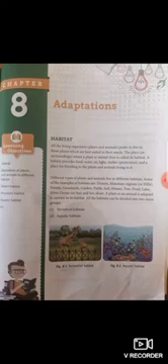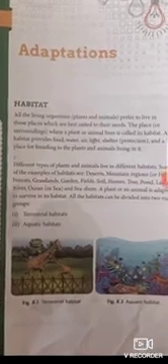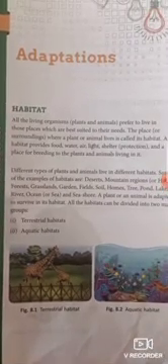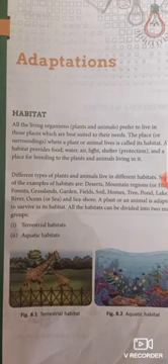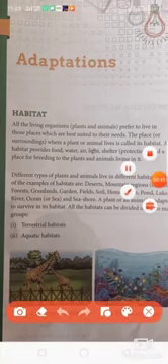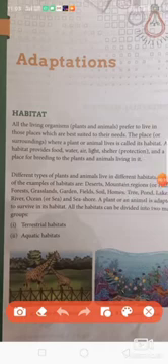As we all know, we all live in a particular place. The place where we live is called habitat. And that place should be best suited for our needs. So what is a habitat? Habitat is the place where a plant or an animal lives.